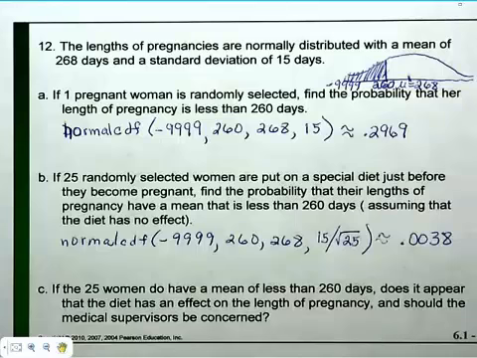So if the 25 women do have a mean of less than 260 days, does it appear that the diet has an effect on the length of pregnancy? And should medical supervisors be concerned? Let's see. I have to think hard about that.